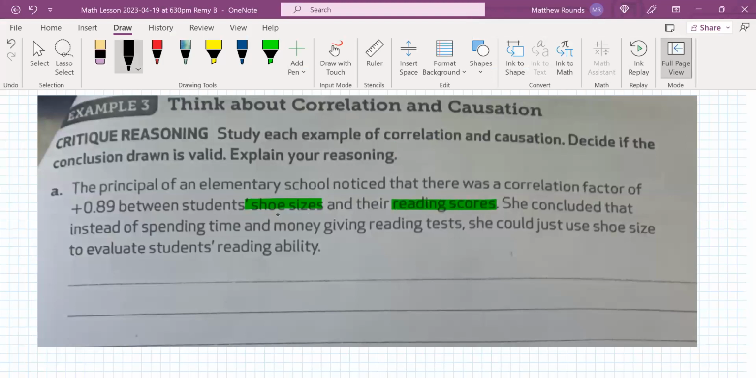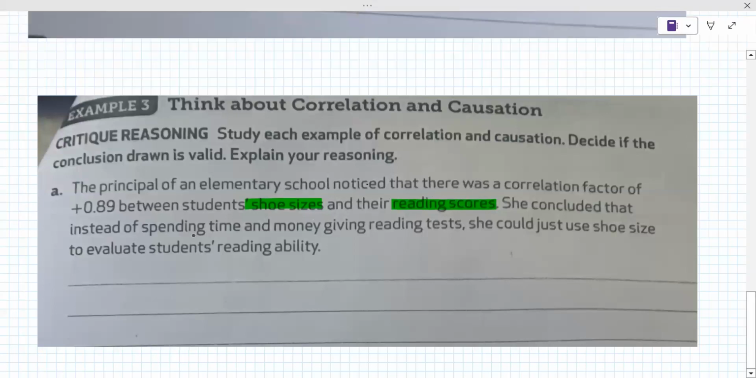Well, as students get older, what do we know about their shoe size? It just gets bigger. And their reading score should also get bigger, right? Yeah. You compare an elementary school to a high school student, you should see a difference. So sometimes they are correlated, but not because they're related. They just happen to go in the same direction.